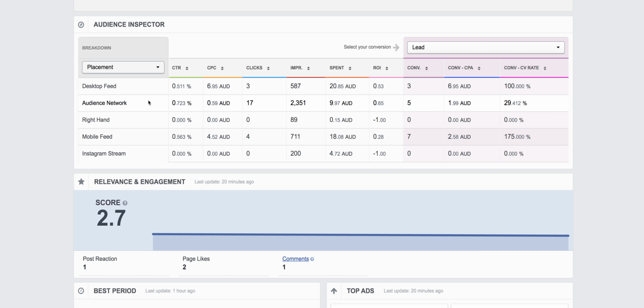This isn't always important. You can see here that the audience network, it looks like we're doing pretty good. The conversion rate's low, however, the cost per conversion is certainly better than anything else we've gotten now. Our cost per conversion on the desktop feed, as you can see here, is nearly 7 Aussie dollars, which is about double, 2.5 times, 2.25 this mobile feed.